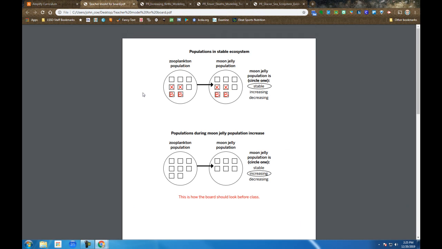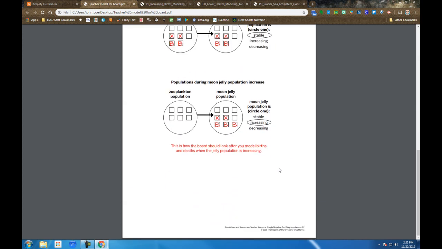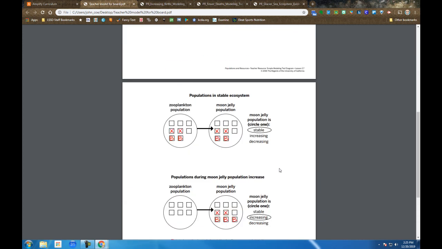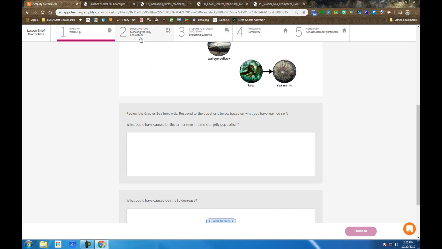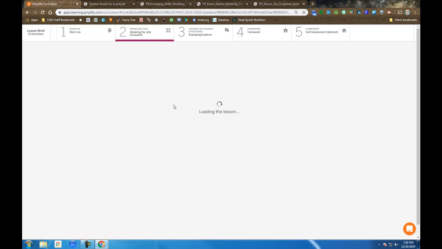If you remember, we have little icons, in this case rectangles, that show each of the organisms. And inside of that square, if an organism were to die, I would put an X. And if it were born, I would place a B to show birth. And this top example shows a stable population. Below it, we have to figure out how would we represent an increasing population, and then we get a chance to review that with some possible answers. Then we hop back in and move on to step 2.